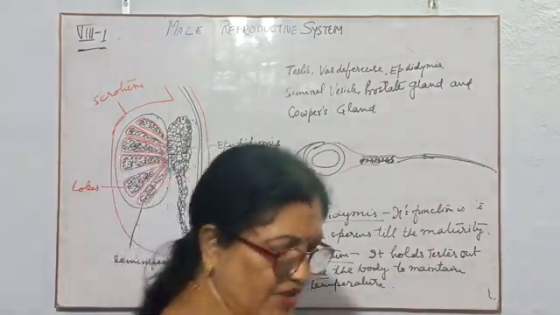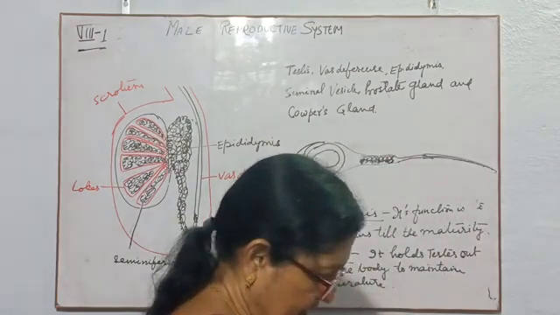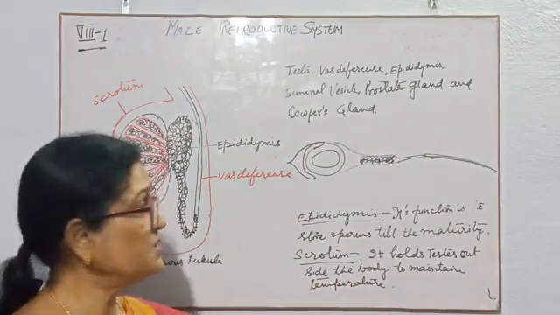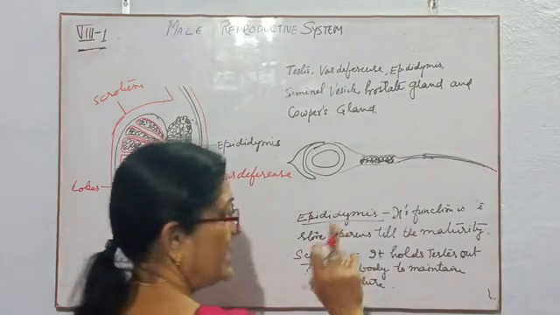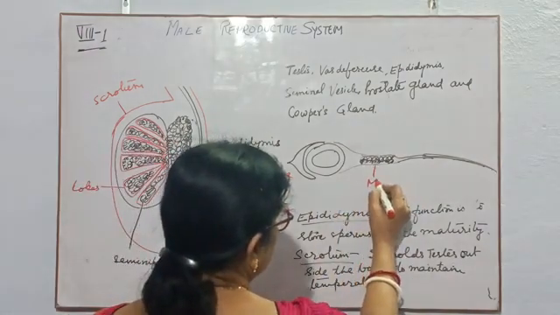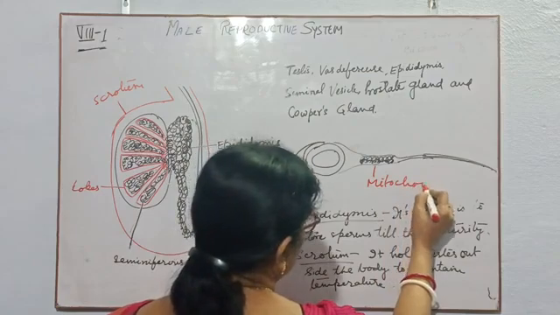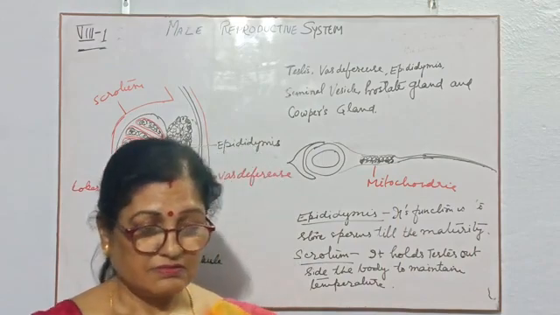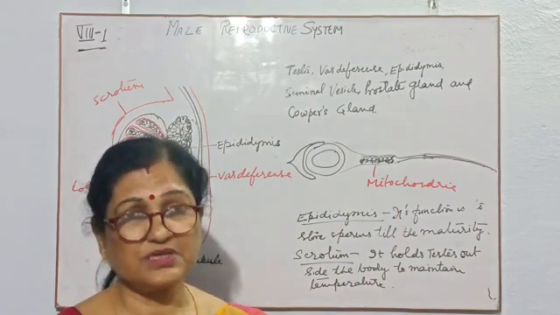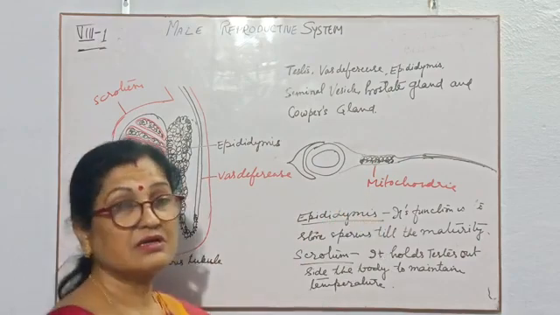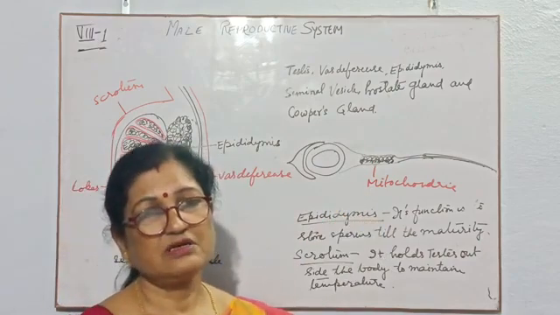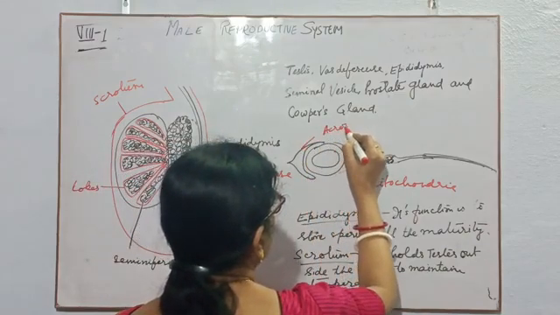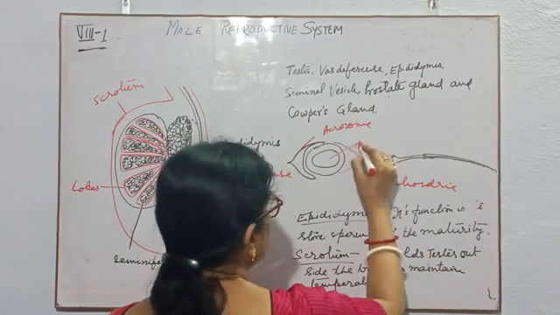So when they are stored in the epididymis, there they get the proper movability or motility, because the tails will be formed at that place. And this area is called the mitochondria. Children, you know mitochondria is said to be the powerhouse of the cell. Here also they have mitochondria, which gives energy to the sperm, and this cap is called the acrosome, and this is the nucleus.